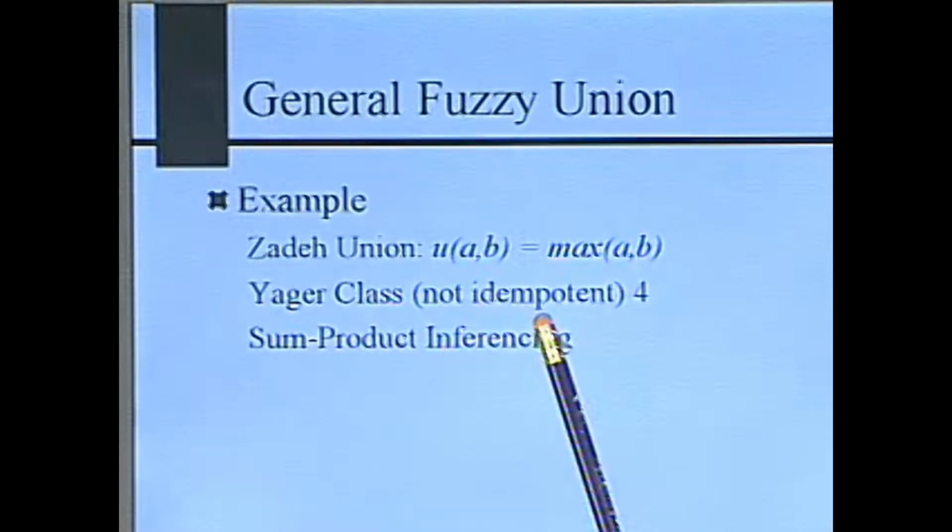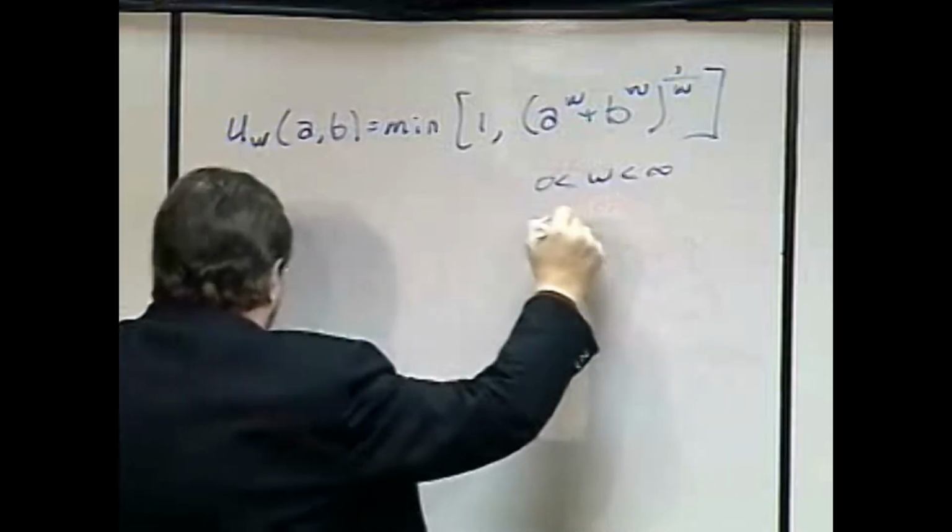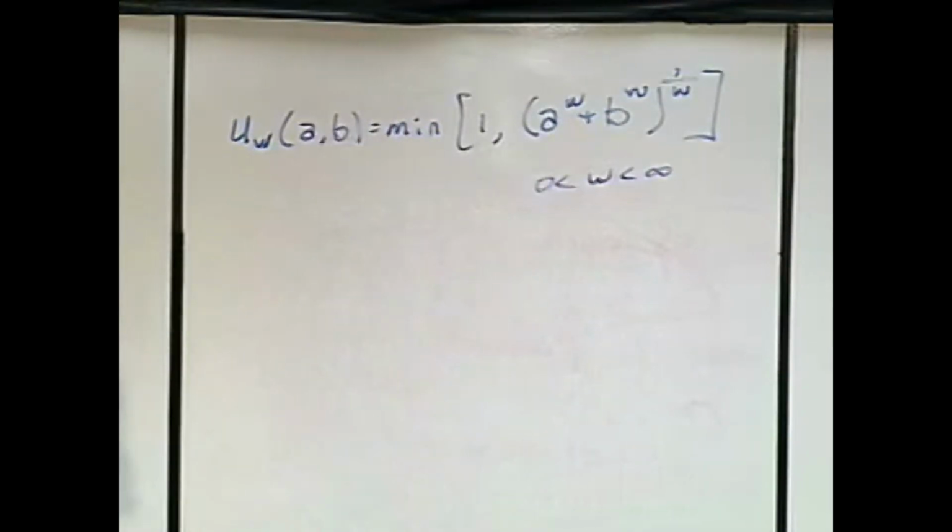We said that the Yager class last time was equal to the minimum of 1 and (a to the w plus b to the w) raised to the 1 over w, where w took on any value between 0 and infinity. In fact, what we said was this satisfies all of the axioms except it was not idempotent.